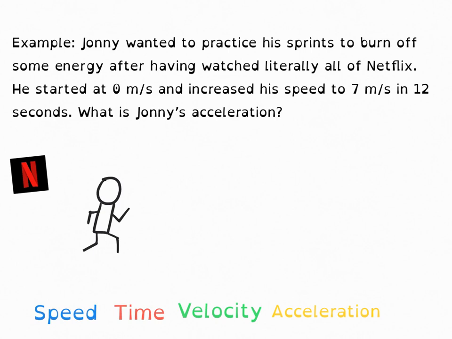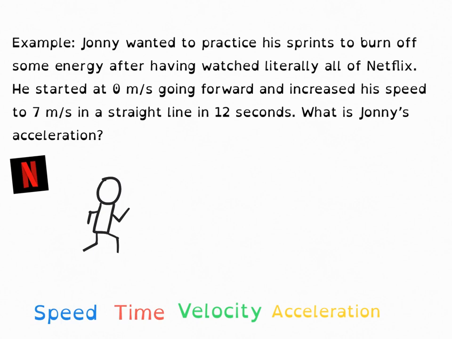So, example. Johnny wanted to practice his sprints to burn off some energy after having watched literally all of Netflix. He started at 0 meters per second going forward. All right, I'm going to stop right there. I know that that's a label for speed. However, I see that I also have a direction by it, going forward. So that's actually going to tell me that that's a velocity. That's the velocity I'm going to start with.